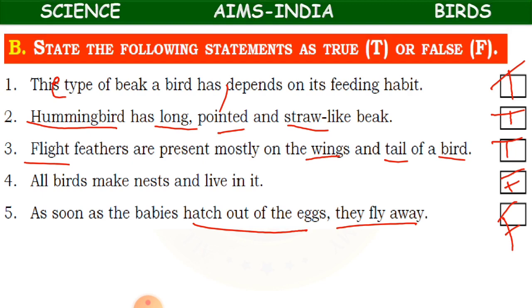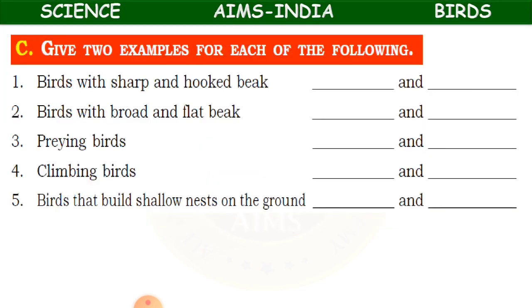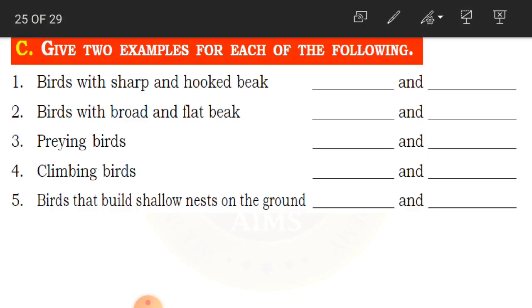Clear, children? Yes, now I'll go with the C exercise. Here you have been given some descriptions, and we have to name 2 birds for each type of description. Like here, birds with a sharp and hooked beak. So we have to name 2 birds which have a sharp and hooked beak. Can you give me the answers, children? Yes, it is a sharp and hooked beak. That is prey birds. Vulture and owl.